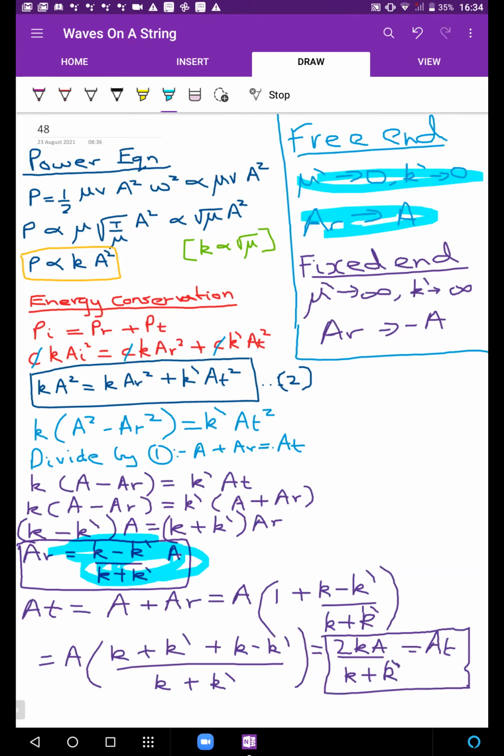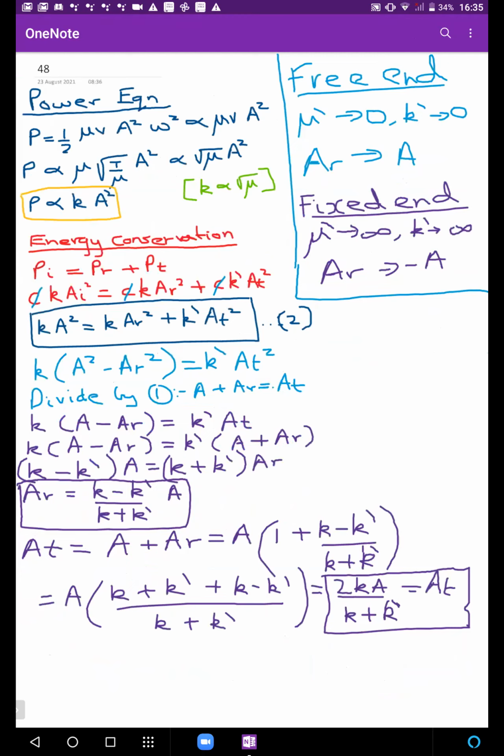Because it stays upright. On the other hand, if it's a fixed end, then the second part of the string, the string on the other side, is so heavy that it almost hardly moves. Therefore, it will behave as a fixed end. Fixed end में क्या हो जाएगा? Mu dash is proportional to infinity. As mu dash tends to infinity and k dash tends to infinity, you get AR tends to minus a, which was expected because for a fixed end there is an inversion taking place. Okay, so यहाँ पे वो algorithm sums it up.